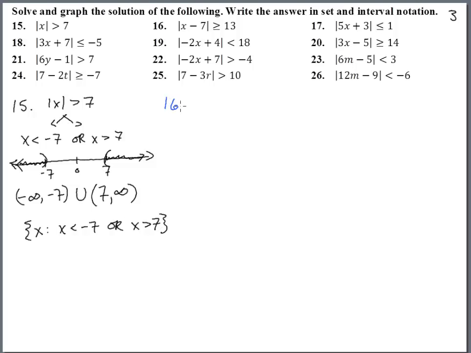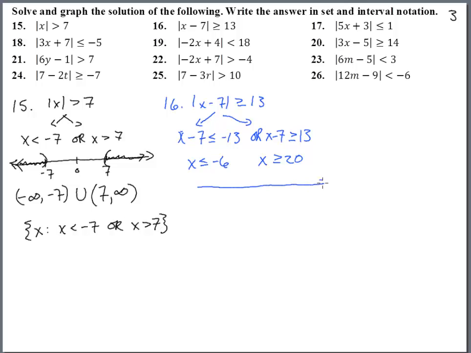Number 16. x minus 7 is greater than or equal to 13. So this will split up into two things. x minus 7 is less than or equal to -13, or x minus 7 is greater than or equal to 13. Add 7, we get x is less than or equal to -6, or x is greater than or equal to 20.